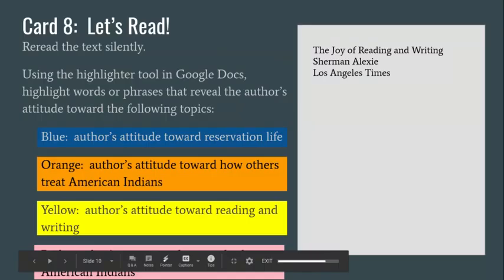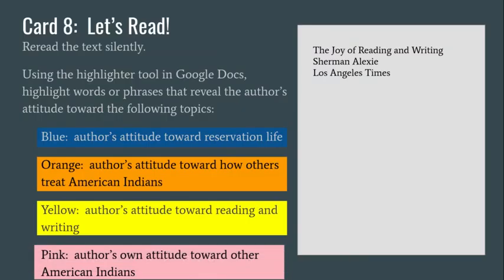Again, noting that blue is the author's attitude toward reservation life. Orange reveals the author's attitude toward how others treat American Indians. Yellow shows the author's attitude toward reading and writing. And pink shows the author's own attitude toward other American Indians.